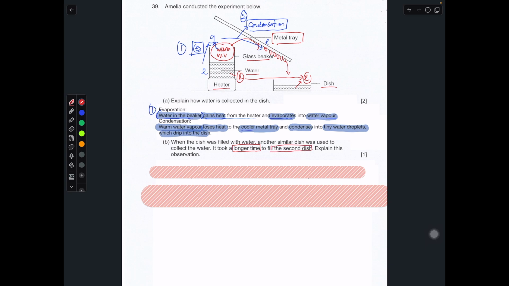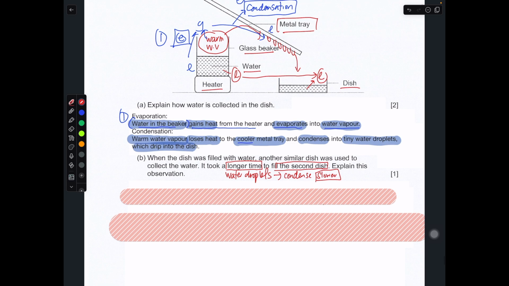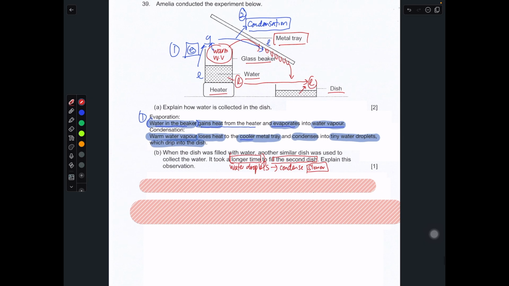Okay, so this time round, it seems that the water droplets took a longer time to fill up the dish. Right? It means it condensed slower. Okay, the building of the water droplets is now much slower. That's why it takes a longer time to fill up the second dish itself.